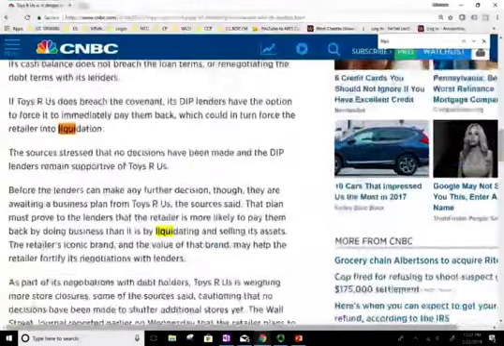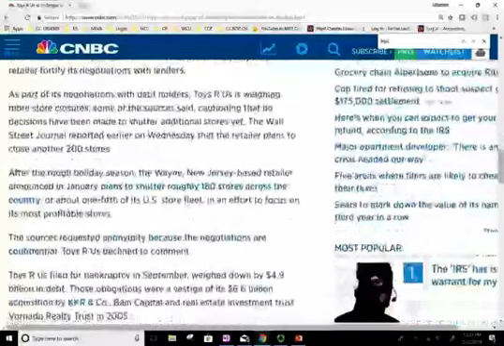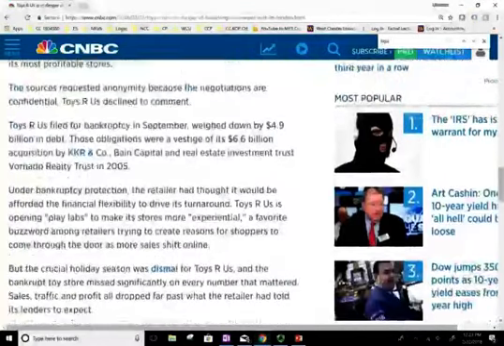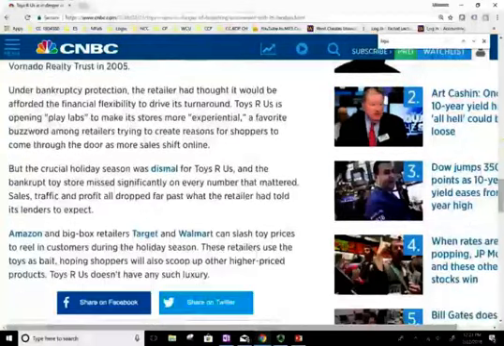Now, in case you're wondering what's happening to Toys R Us, obviously, nothing unusual. It's the story of Amazon. Amazon is eating their lunch, and what's happening is Amazon and big box retailers, Target and Walmart, can slash toy prices to customers during the holiday season. Amazon, Target, and Walmart don't have to make a lot of profit on the toys, so they can undersell Toys R Us and make money on other high-priced products.